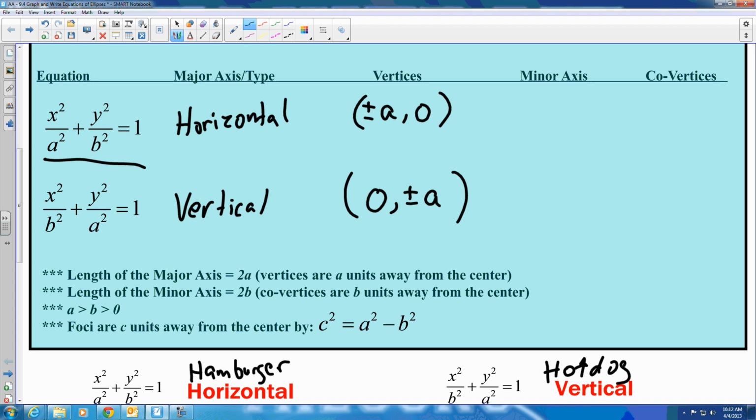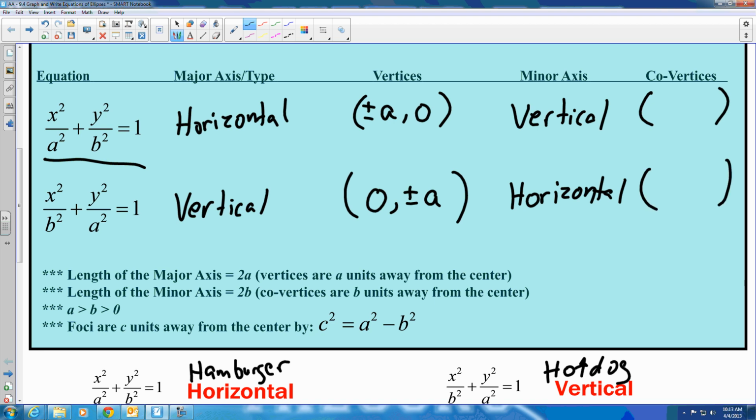Our minor axis for the hamburger ellipse is going to be vertical, and for the hot dog ellipse it's going to be horizontal. And then our co-vertices are coordinates again, denoted by the value of b. So if in our hamburger ellipse a is in our x-coordinate, that means b is in our y, so it would be 0 comma plus or minus b. And for our hot dog ellipse, it's going to be plus or minus b comma 0.